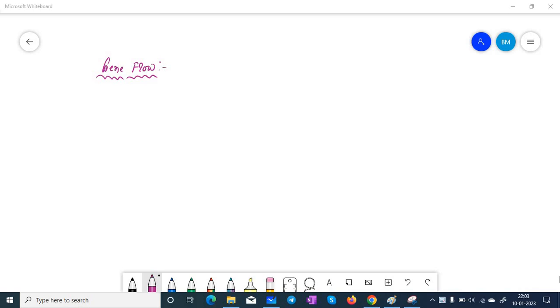Hello, here I am going to discuss gene flow. It is another force of evolution, and the topic is mechanism of evolution. I have written the name of the topic, that is gene flow. You can see from this name that gene flow is migration of genes. How migration or incorporation of genes occurs in different populations.